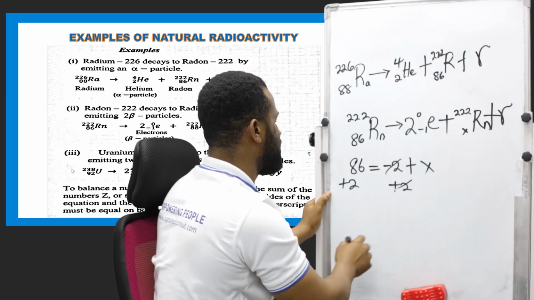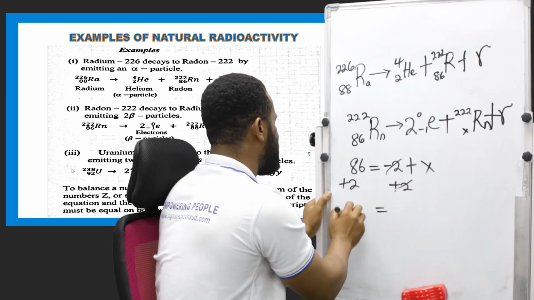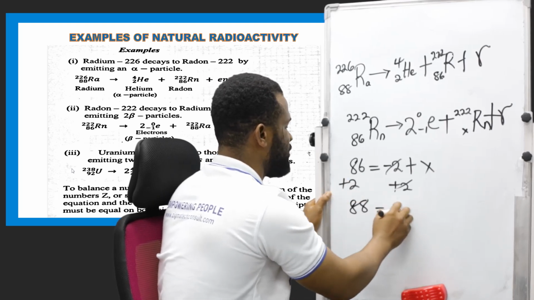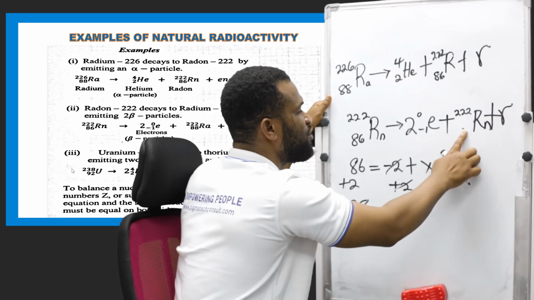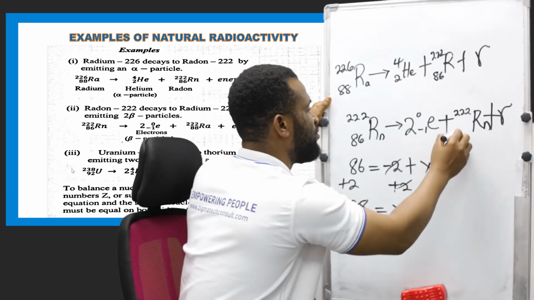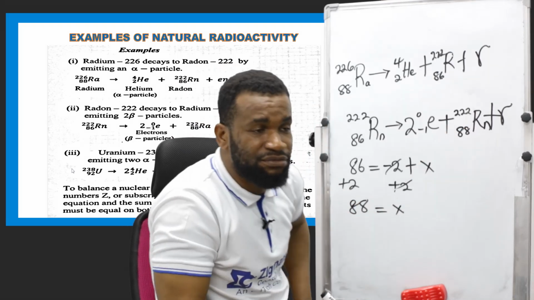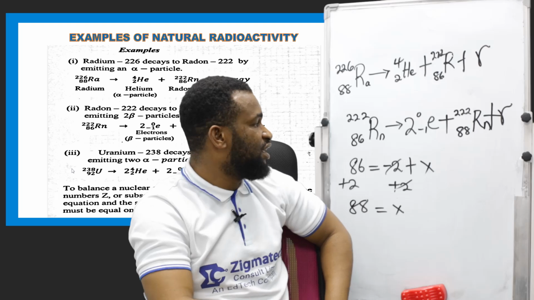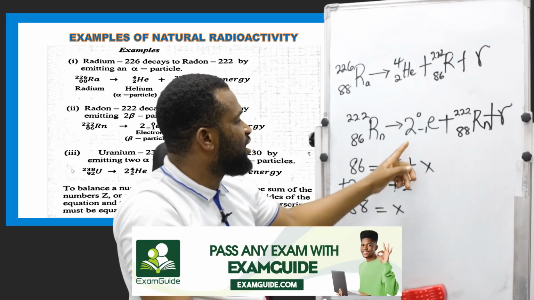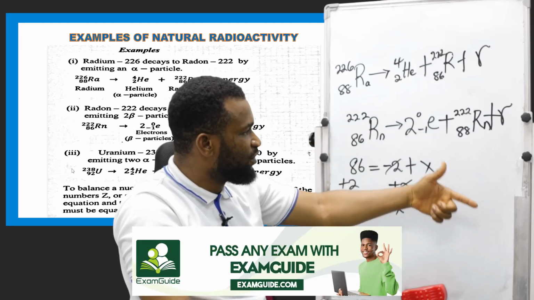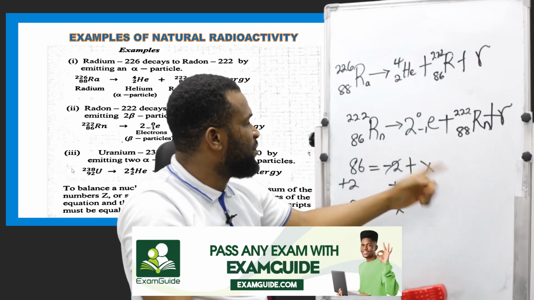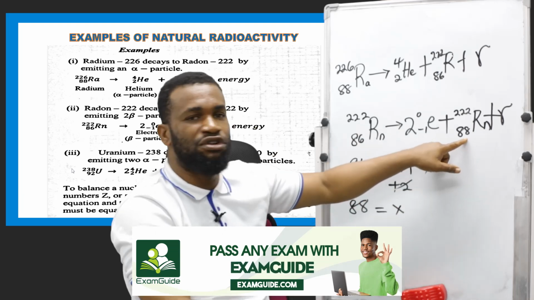Minus 2, we cancel this minus 2. We are going to have this plus 88 is equal to X. Therefore, the atomic number of the new element formed is going to be what? 88. And this proof makes true the theory which says that whenever a beta particle is given off, the new element formed increases in its atomic number.